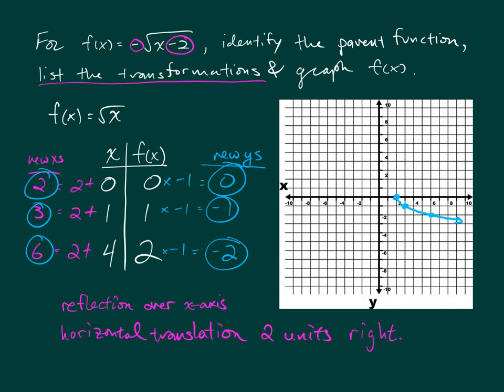Now, does this match up with what we know? Well, the parent function here, I'm going to graph it in black ink. The parent function starts at 0, 0, where you can see here. I'm going to use these original ordered pairs. Starts at 0, 0, 1, 1, and 4, 2. Does this blue graph look like it got reflected over the x-axis? Absolutely. Does this graph look like it was shifted to the right 2 units? Look at the starting point here and the starting point here. Absolutely. So our graph even matches up with these transformations.